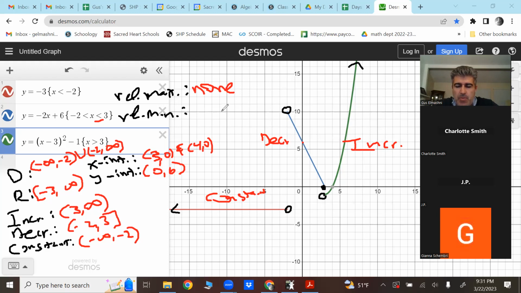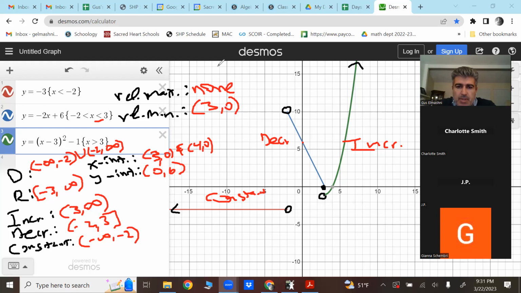Now, relative min is when you change from decrease to increase. That clearly happens at x equals 3. After x equals 3, we start increasing. But you have to give the coordinates where that change happens, and it happens at (3, 0). Remember, 3 is not included in the green curve, but it's included in the blue line. So those are some things I'll ask for sure on the test.